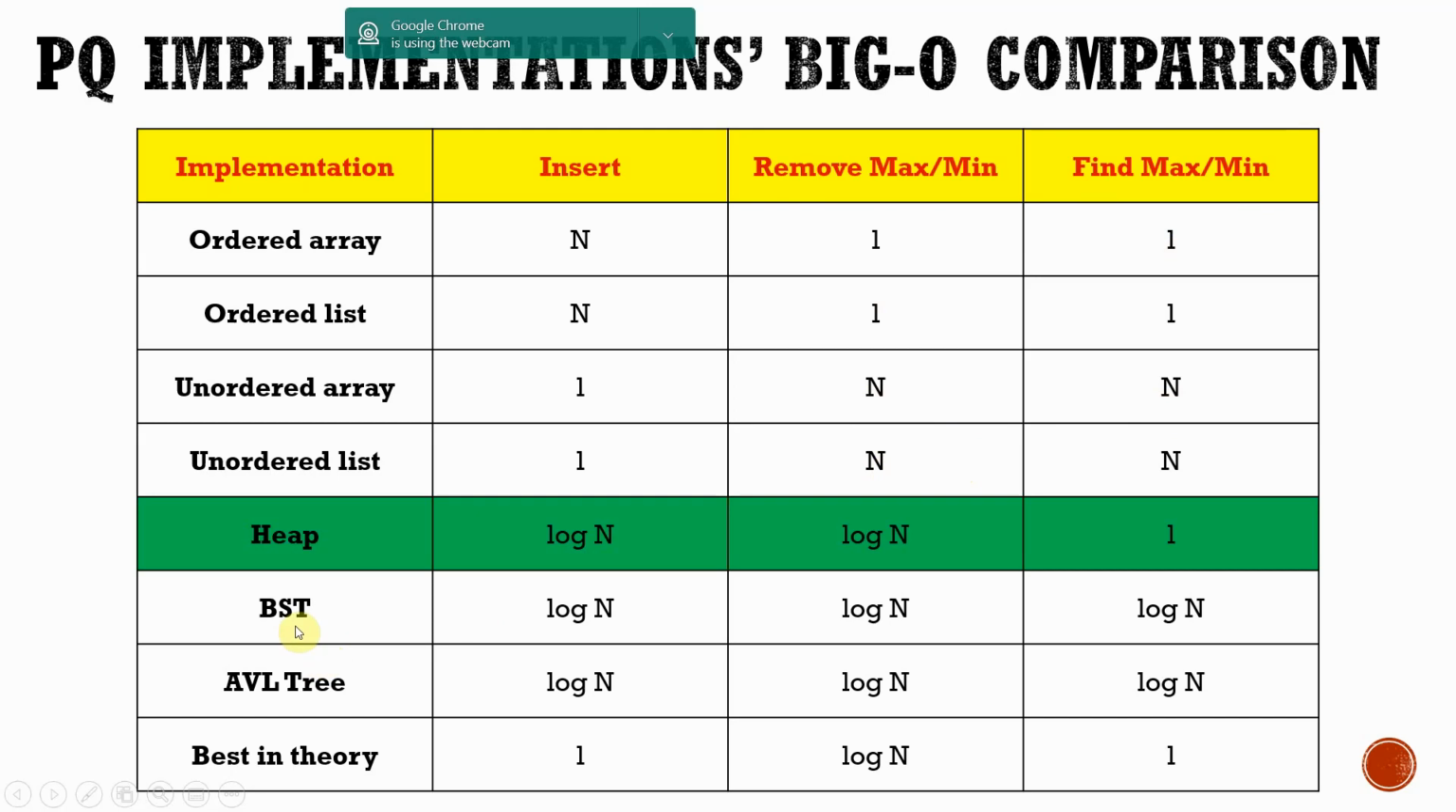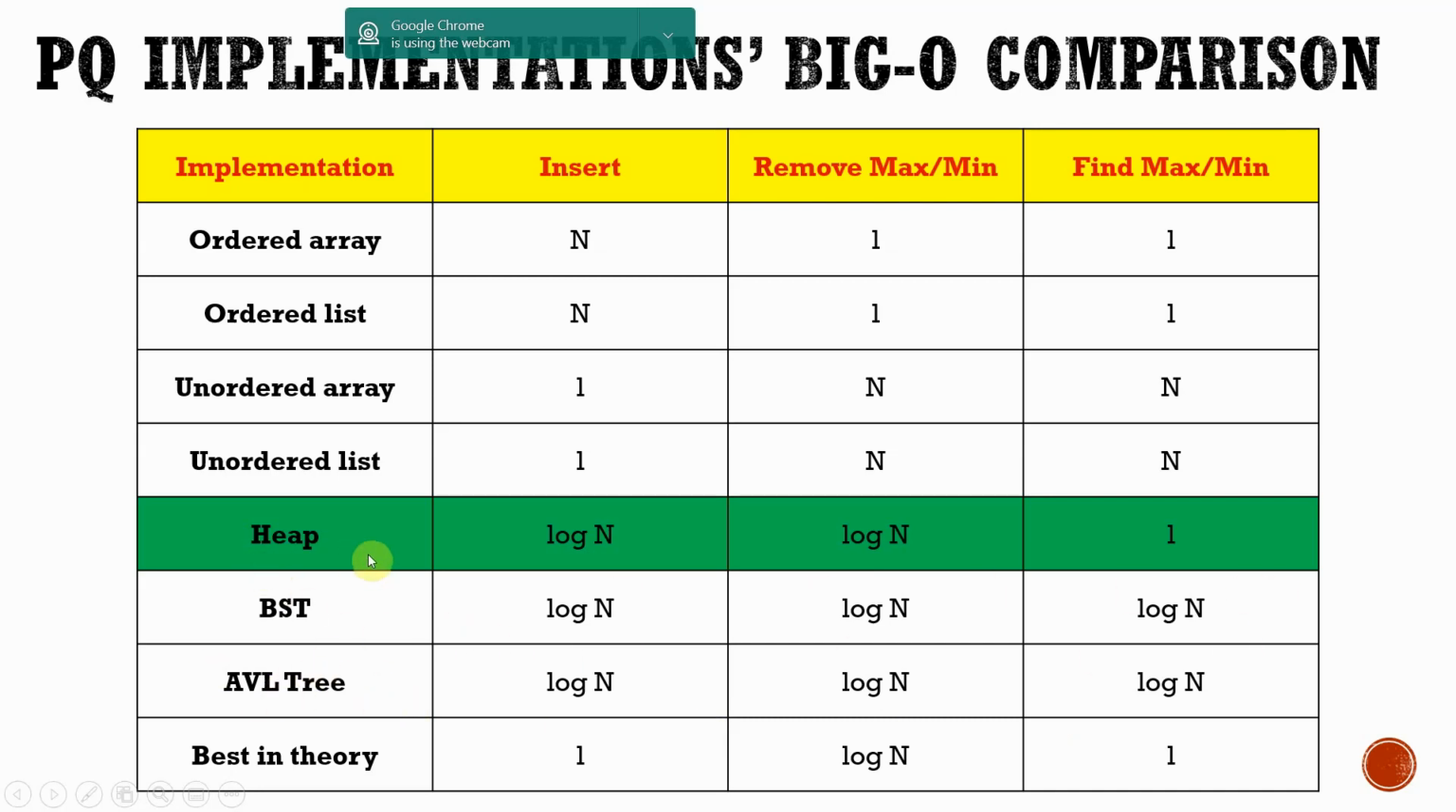For a binary search tree, insertion, removal, and finding are all going to be log n. The same is true for an AVL tree. We covered all of these functions for BST and AVL trees in previous videos, so you should remember why this is the case.